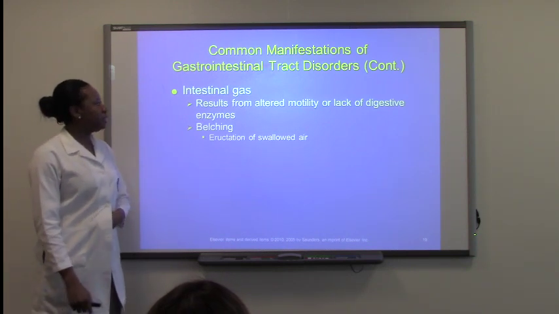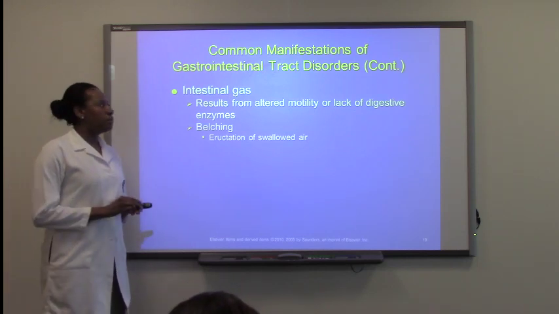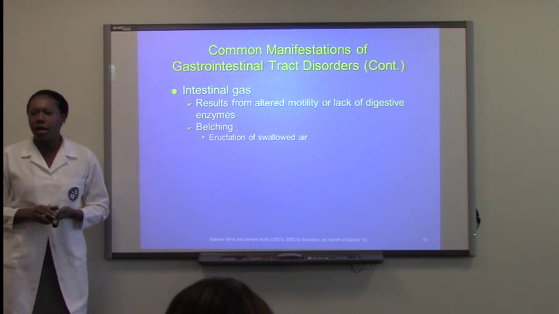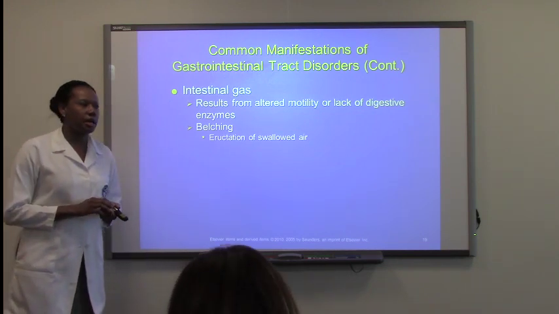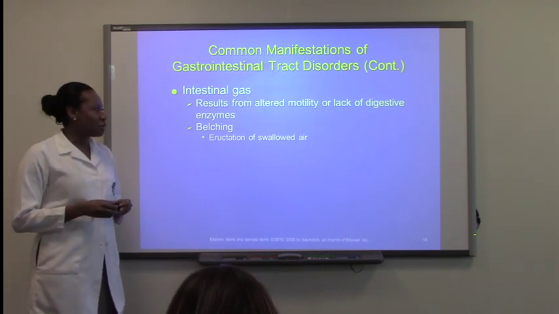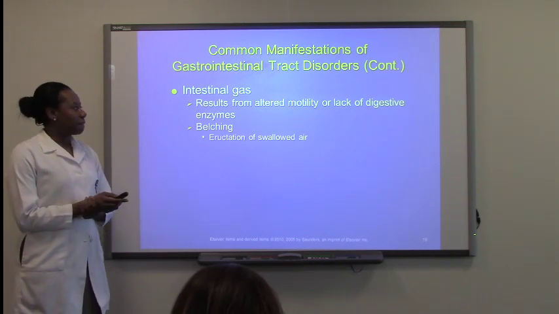Now, gas. Yes, we have to talk about gas. Now, with gas, yes, people do get intestinal gas. And what causes intestinal gas, if you ever wondered? Taco Bell. Yes, Taco Bell. A lot of other foods.